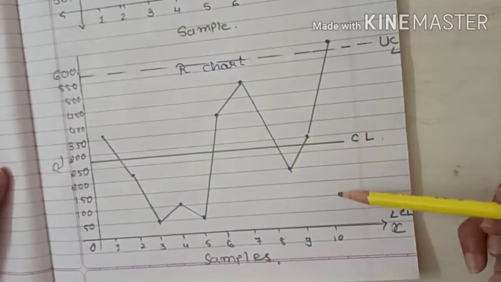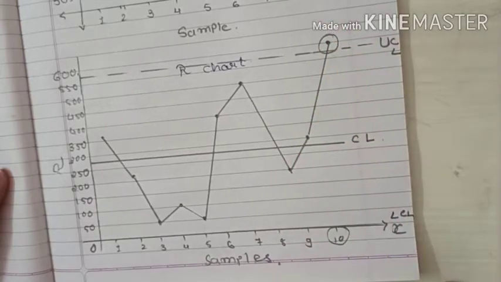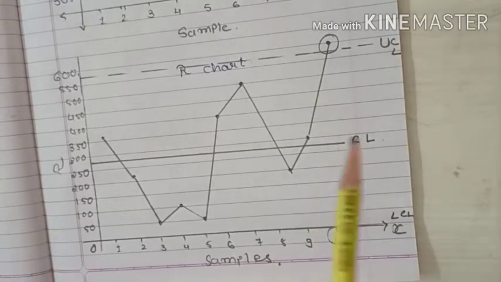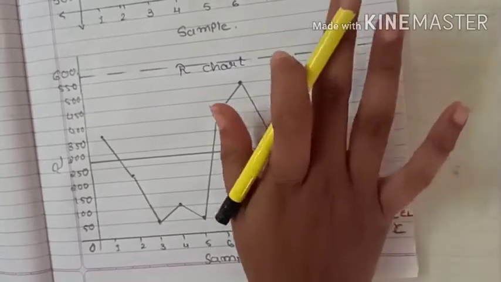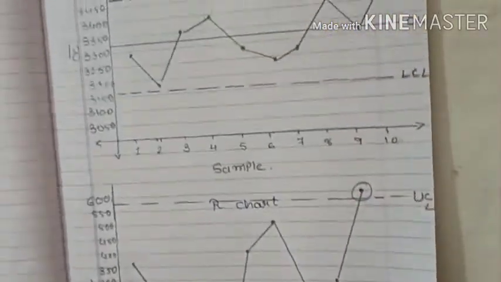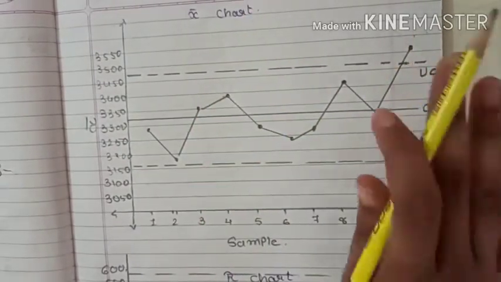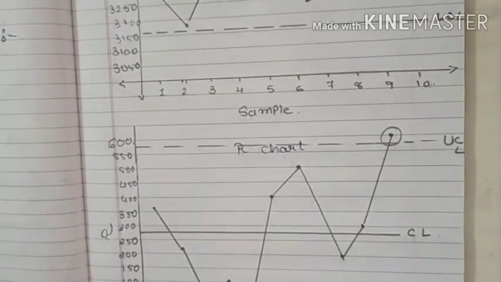So here also at sample number 10, the point will be out of the control limits, right? That means at sample number 10, the process is out of control. In the X bar chart also at point 10, the process is out of control. So we have to rectify or modify it. So now we have to find out the modified limits. So let's start the calculation.